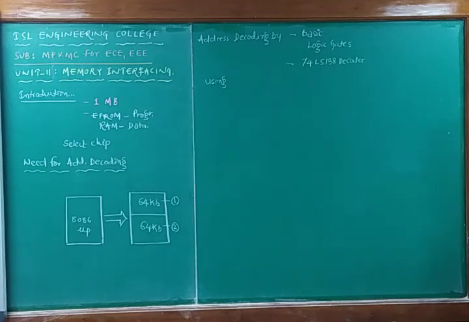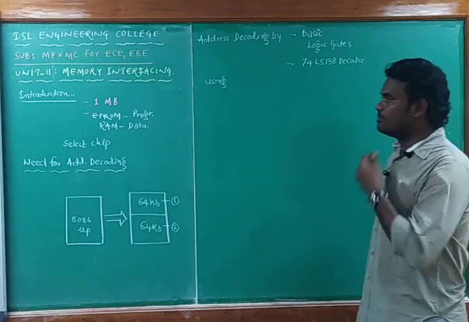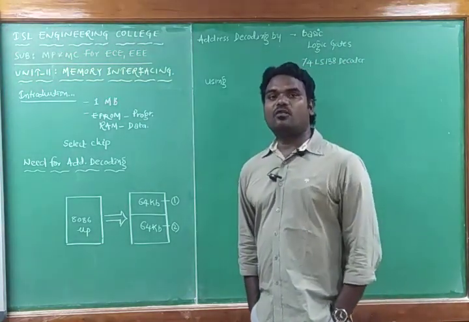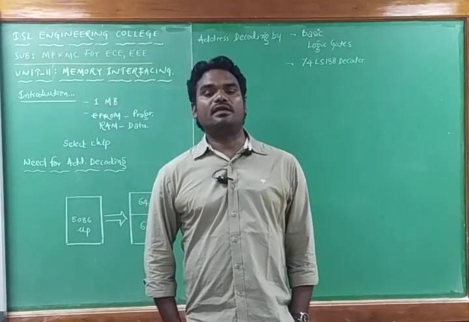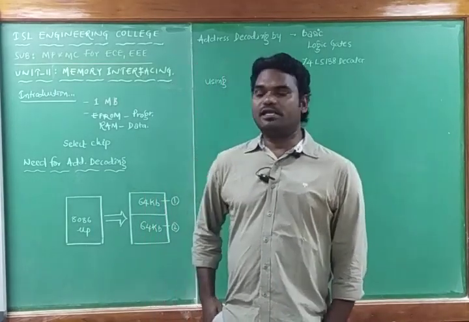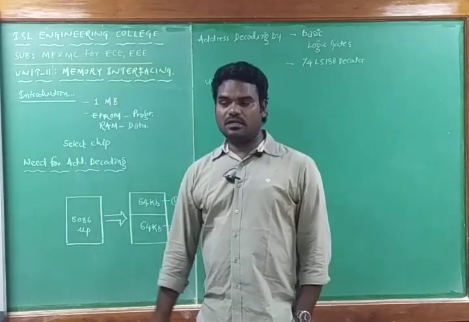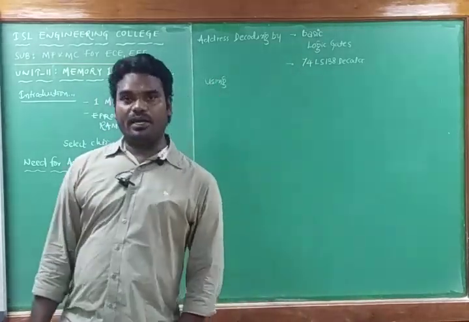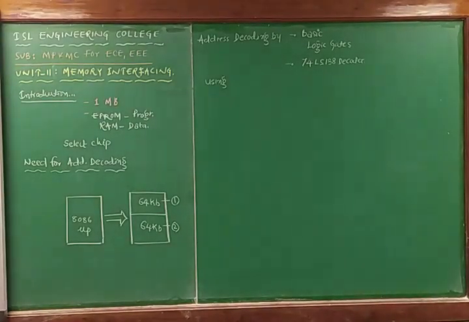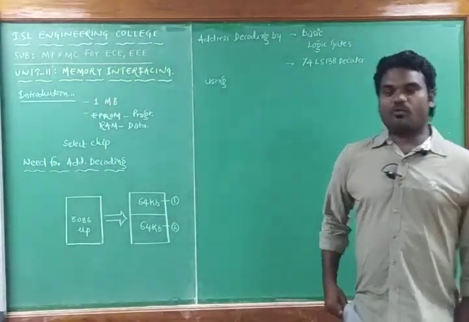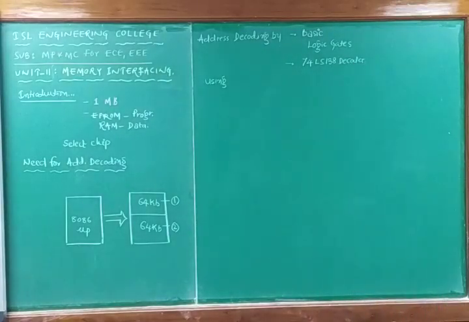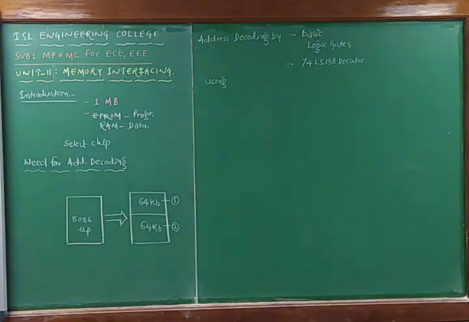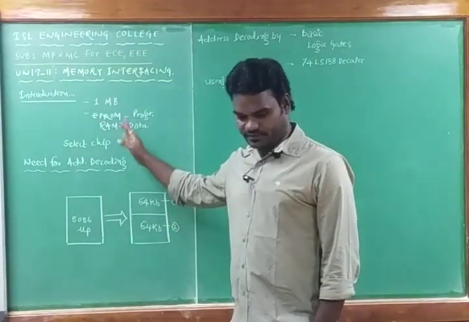Now we are going to discuss how the memory of 1 megabyte maximum size, which can be accessed by the 8086 microprocessor, is interfaced. The 8086 microprocessor can have a maximum of 1 megabyte of memory. It can access a maximum of 1 megabyte of memory.